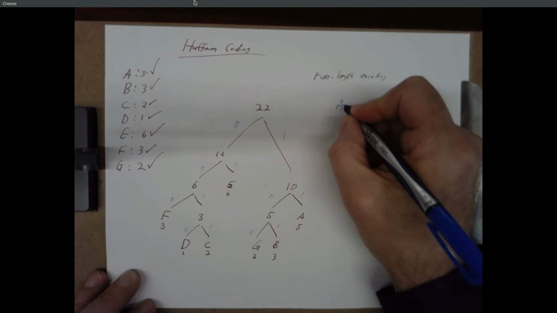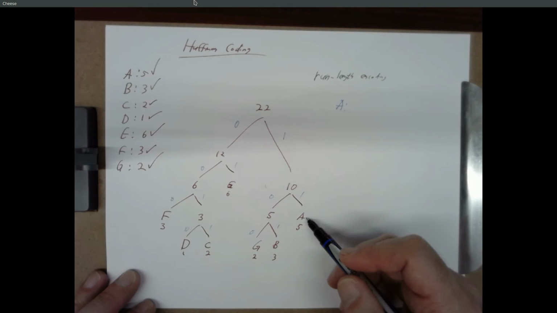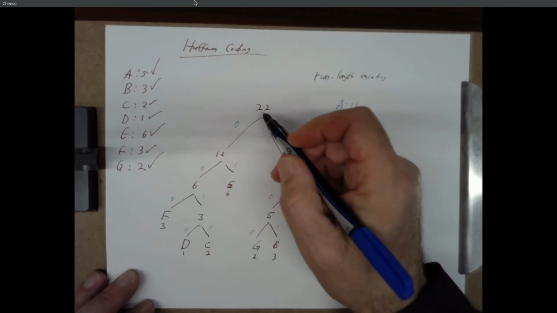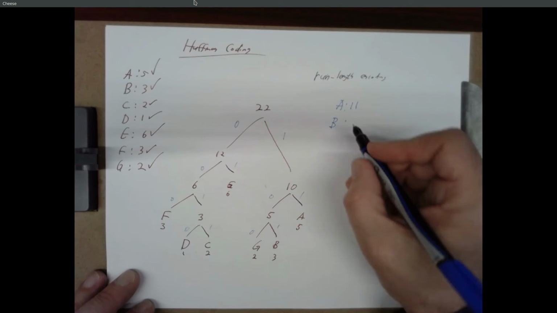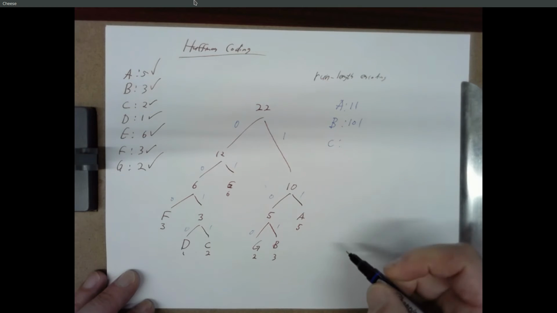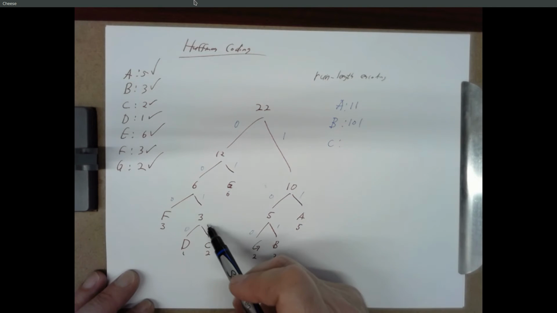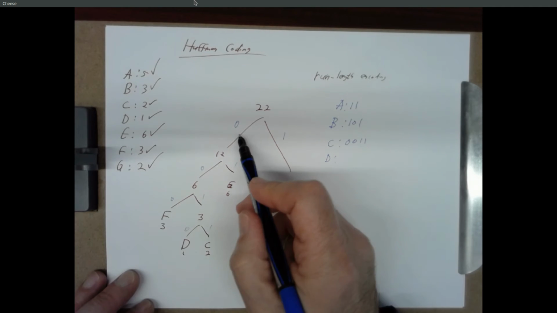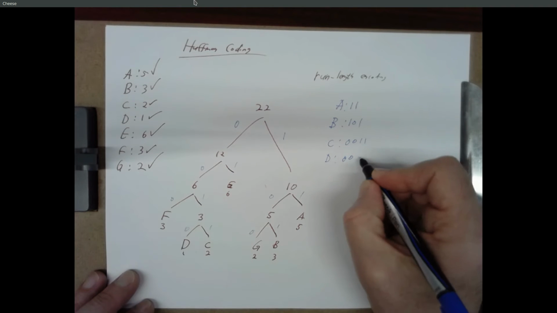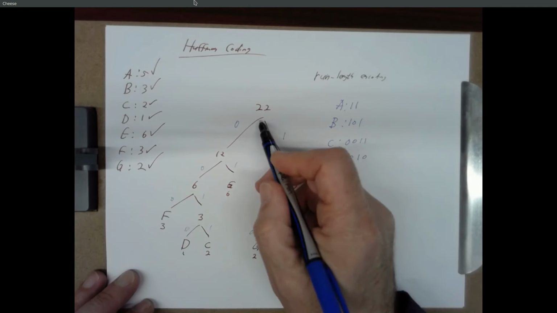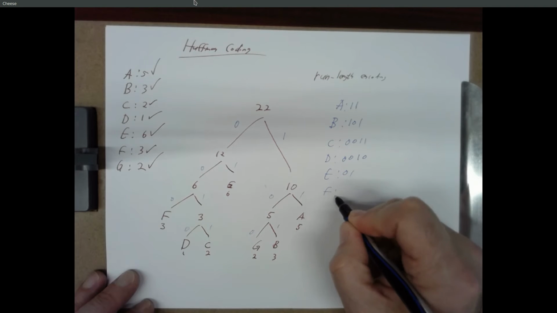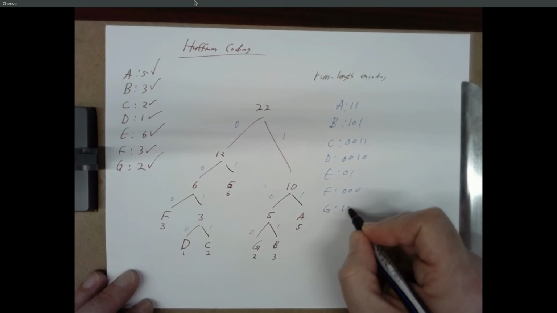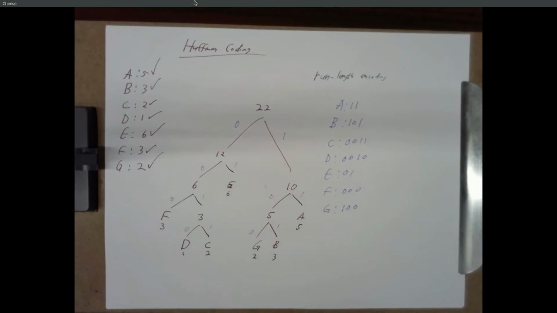Let's look at the letter A. I travel to the right, there's my A, so this is going to have the code 1, 1. The letter B, I travel right, left, and right, that's 1, 0, 1. The letter C, I travel left, left, right, right, so that's 0, 0, 1, 1. The letter D, left, left, right, left, so 0, 0, 1, 0. E is 0, 1. F is 0, 0, 0. And G is 1, 0, 0. And there's my Huffman coding.